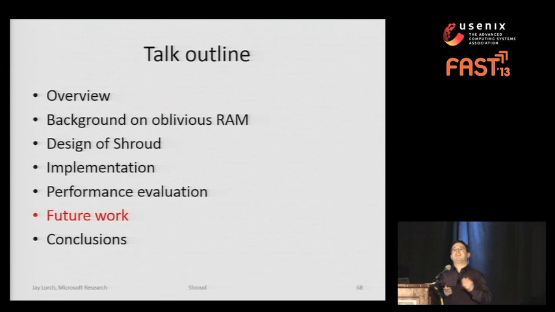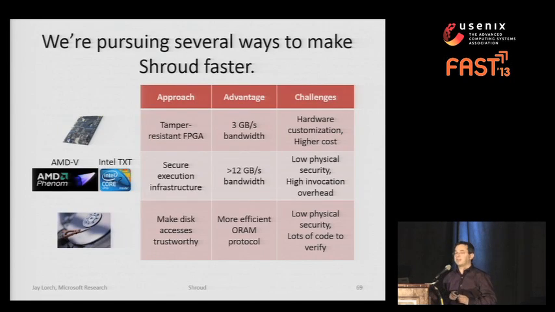That leads us to an understanding of where opportunities for future work lie. We're pursuing several ways to make Shroud faster. What we have learned is that what matters less is the absolute cost of these devices, but rather the amount of bandwidth you can get per unit cost. So an alternative to smart cards is to use FPGAs, which cost more, about maybe $100 to $200, but can offer substantially greater bandwidth on the order of 3 gigabytes per second.